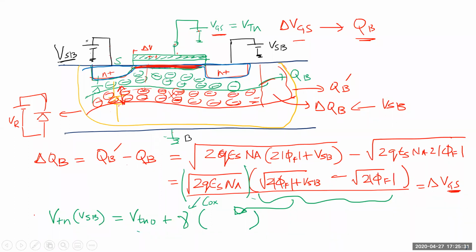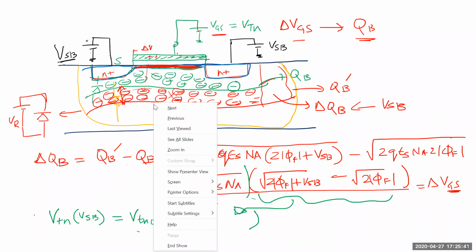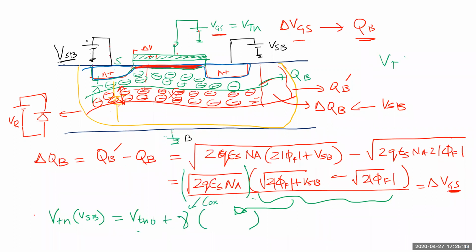Okay. And you see this quantity in any textbook. So what is the effect of this? If you increase this source voltage with respect to bulk, then your VT goes up, right? So for example, I'll give you an example.